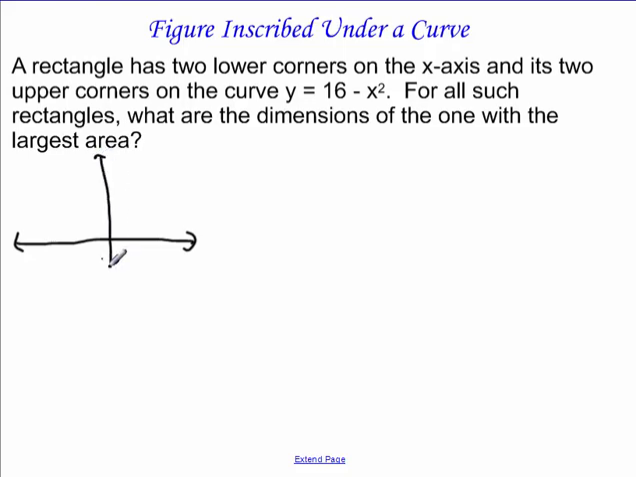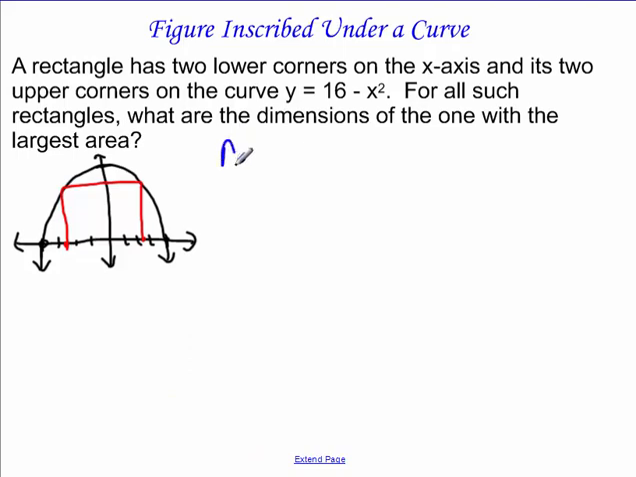Okay, we know that graph is a parabola that opens down, that has x-intercepts of positive and negative 4, and then has a vertex at 0, 16. Your picture doesn't have to be super accurate, but gives you an idea. Now we have two lower corners on the x-axis. I don't know where they're going to be, but then two of them are up on our curve. And then I need to find the dimensions of the largest area.